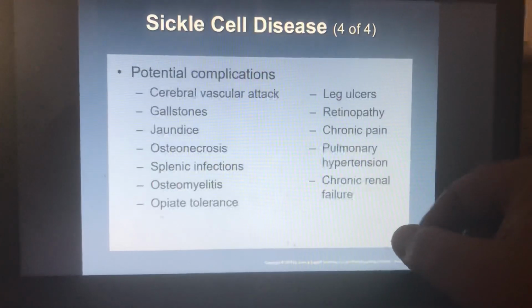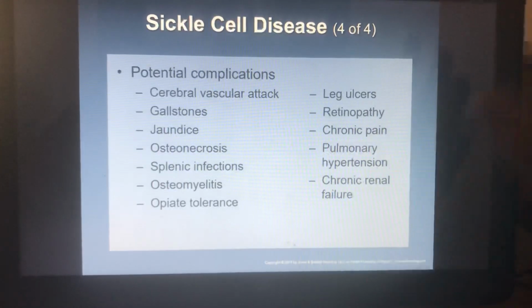We'll talk about the life-threatening ones. These are other complications. I'm really not going to go into these, but they're there.